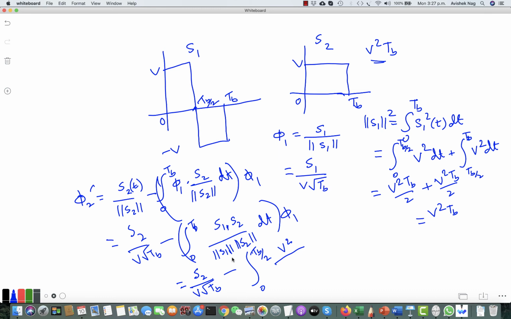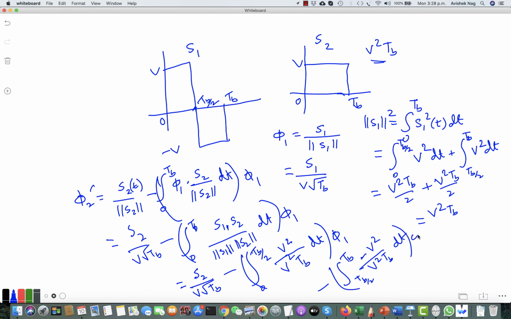So if you are multiplying the two norms together, then in the denominator you will get v square TB. Multiplied by phi 1, between TB by 2 to TB, this S1 S2 is minus v square, and then you have v square TB in the denominator, and then the whole thing multiplied by phi 1. Okay, so if you simplify this, what will be the values?